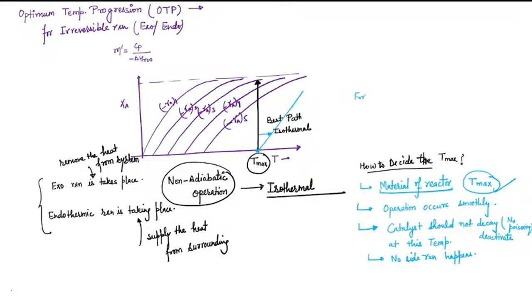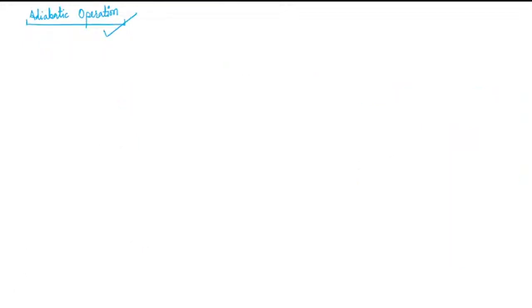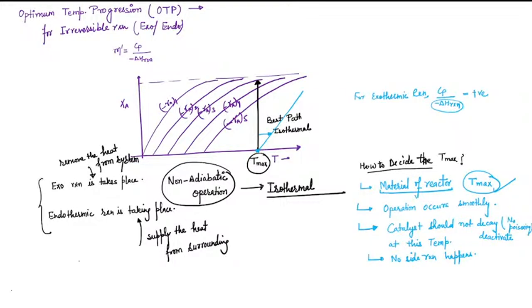So for an exothermic reaction, the slope is Cp divided by minus delta H reaction. Minus delta H reaction will be positive, so the slope will be positive. Will it be or not? The slope will be positive, so the slope is increased. But the operation is adiabatic. Then what do you have to do?